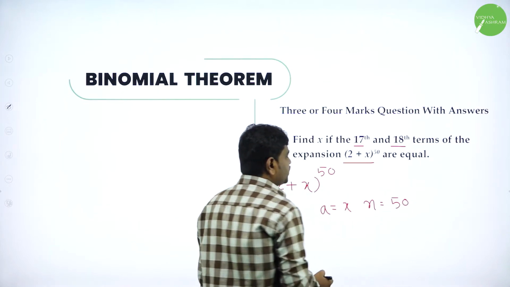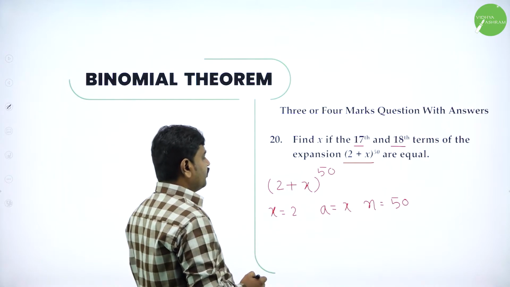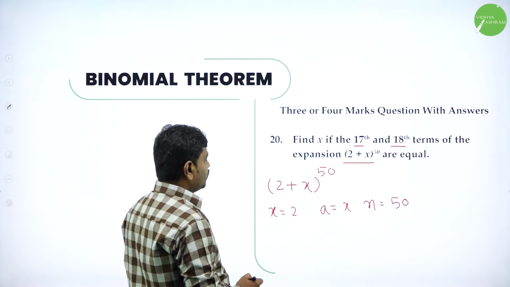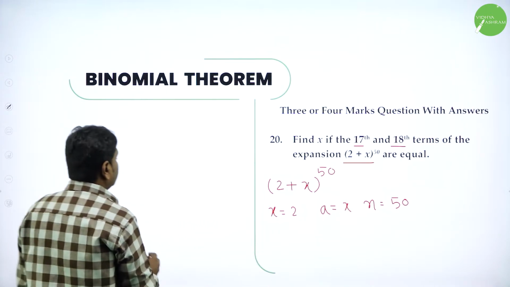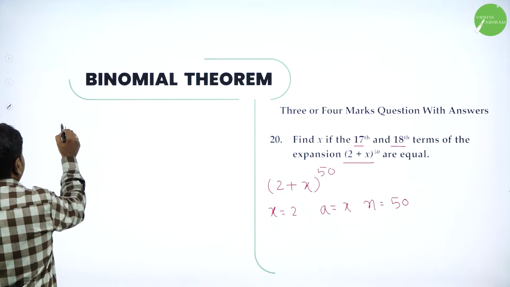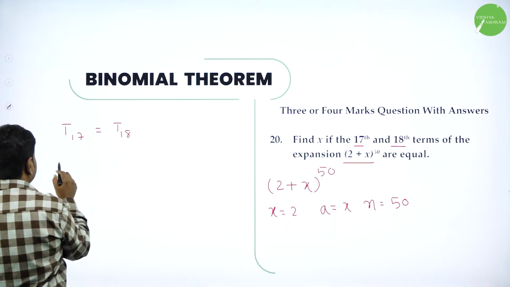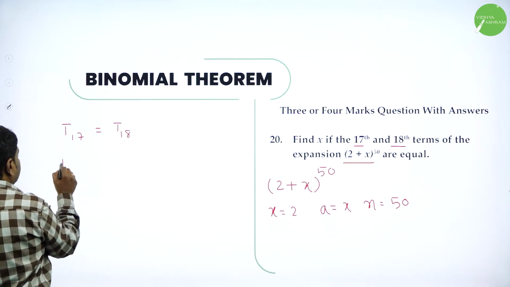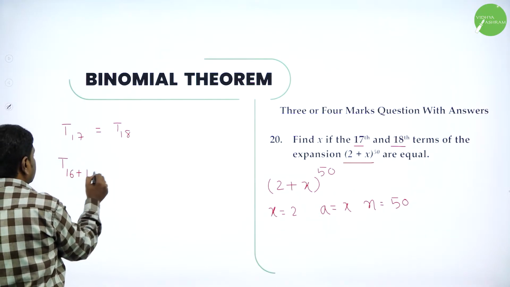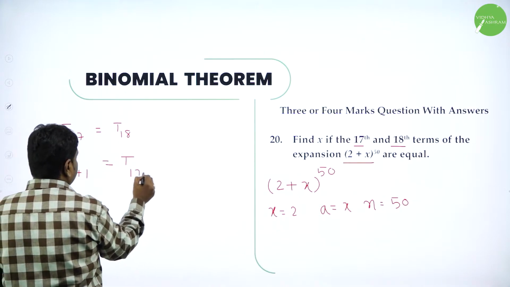And they clearly mentioned they want you to find the value of x. And the value of x we need to find, and they told the 17th term is equal to 18th term. This is given: t17 equals t18. All of you know t17 is what? nCr. I can write it as t16 plus 1. This I can write as t17 plus 1.